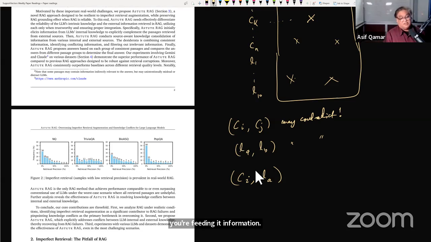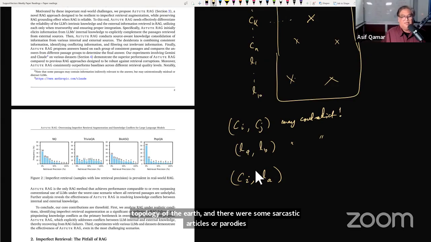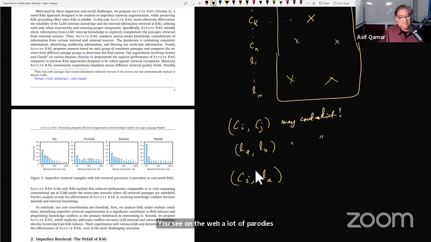Now, just posit the situation that you managed to search something about the topology of the Earth, and there were some sarcastic articles or parodies. You see on the web a lot of parodies of people who used to believe that the Earth is flat. Well, it turns out that there are people who still believe that, but a lot of people can write humorous parodies on the belief that the Earth is flat. And they may show up in the search result. If they do show up in the search result, now the LLM has a problem.